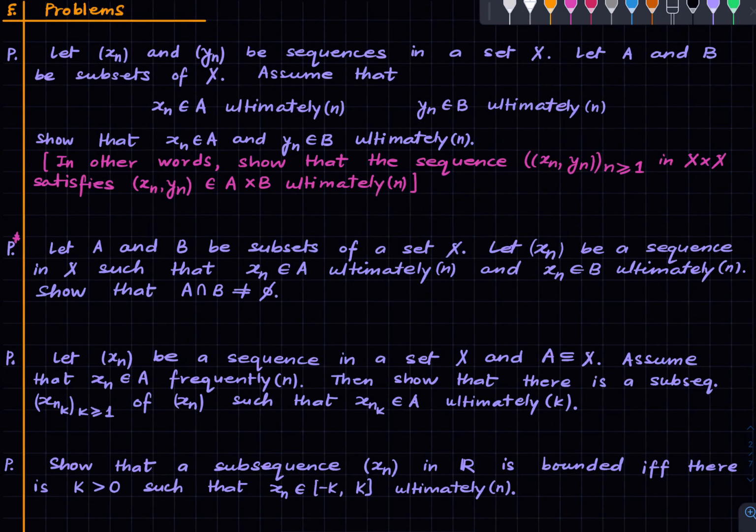Here are some problems for practice. This one has been marked as star, not because it is hard, but because we are going to use it. It is a very simple, straightforward exercise.